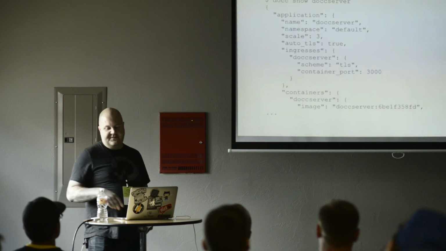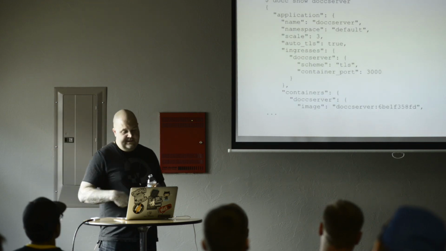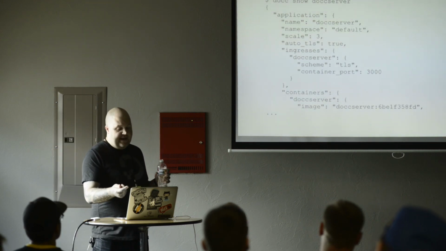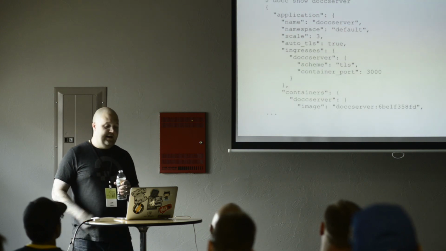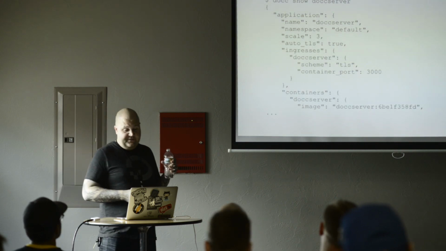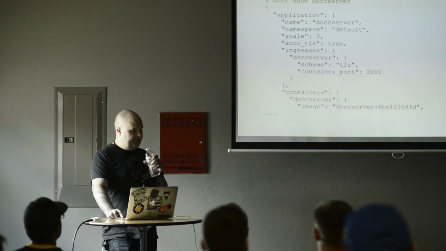So here's what a really simple DOCC manifest looks like. This is just the important bits: give it a name, give it a namespace, say how many instances you want, say just give me a TLS certificate, and define how to ingress into the service.